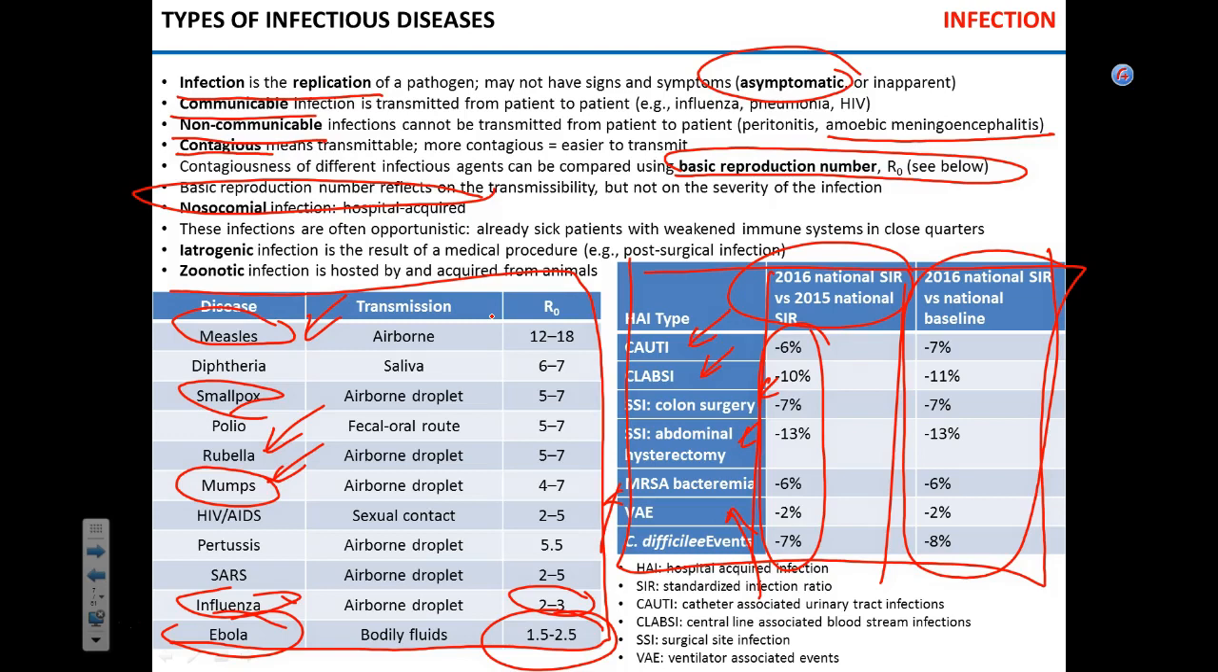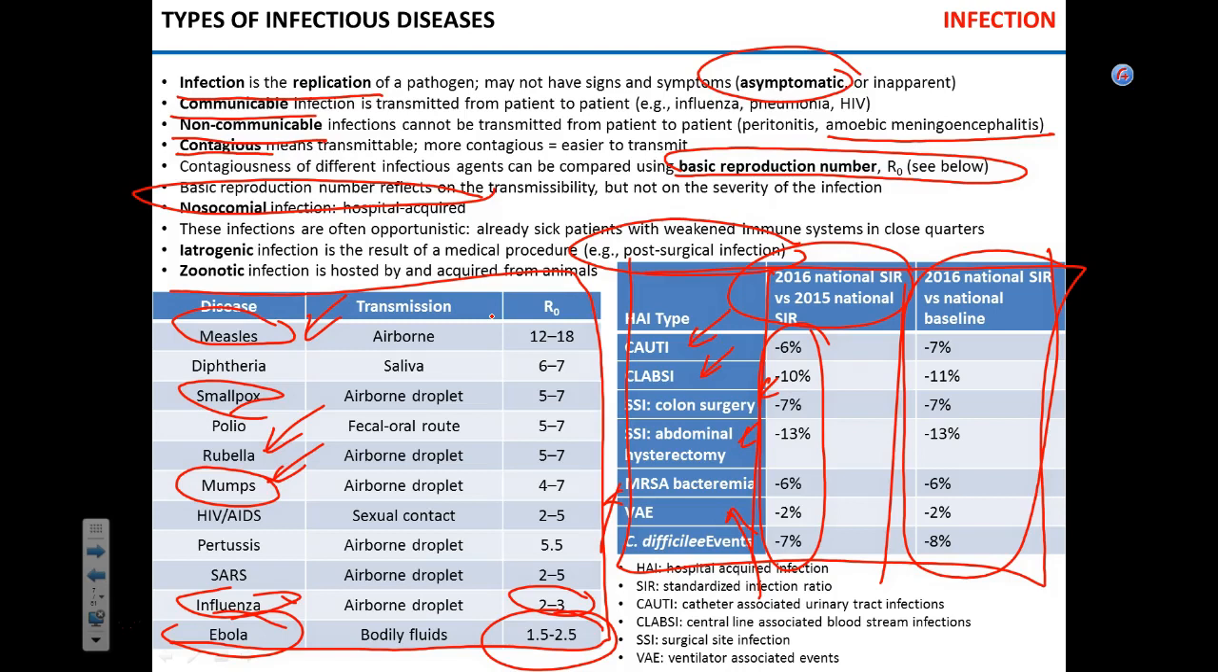Now, iatrogenic infection is the result of a medical procedure. And I want to make a very clear distinction between nosocomial and iatrogenic. If you go to the hospital for a shoulder replacement and you end up with a UTI, it has nothing to do with the shoulder replacement. This infection happened because you were in the hospital. Does that make sense? That's nosocomial.